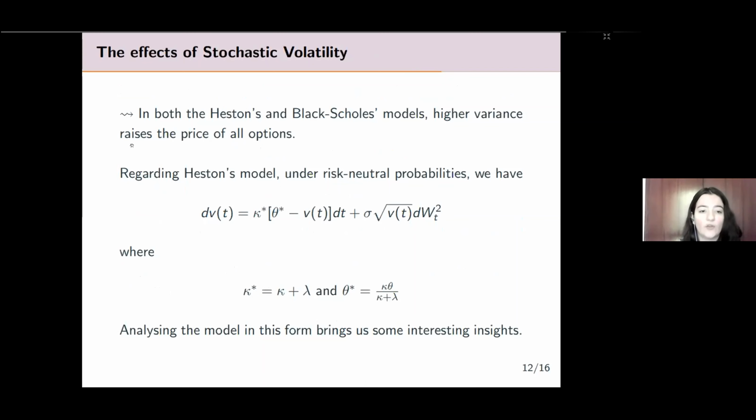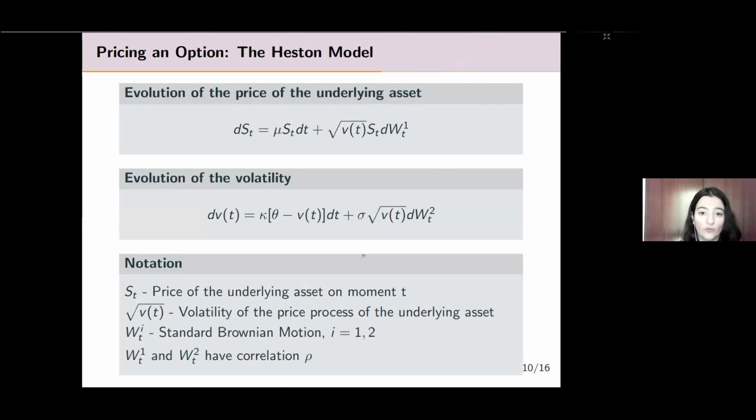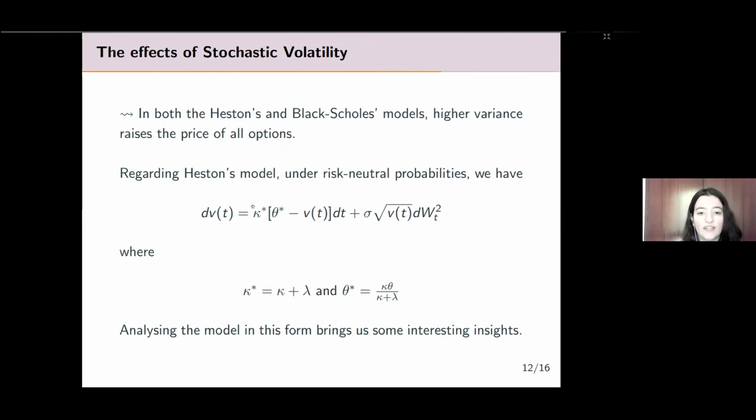Now, coming back to just the Heston model, we can look at it under risk-neutral probabilities, which are basically probabilities that have been adjusted to include risk. And we have this new process for the variance that is very similar to the one we had here, but that has these two new parameters that are set to include lambda, which is a parameter regarding the price of volatility risk. And when we look at the model in this fashion, it brings us some useful insights.